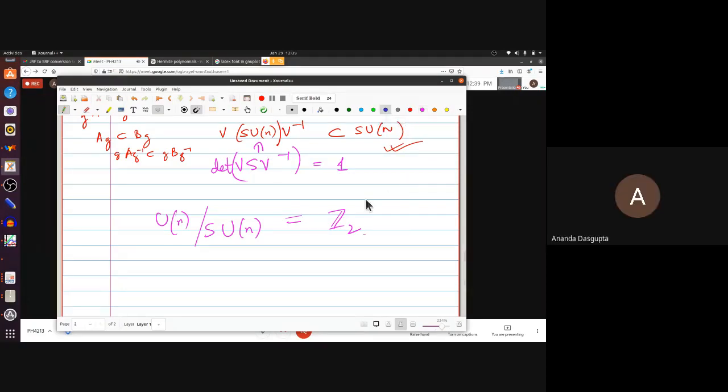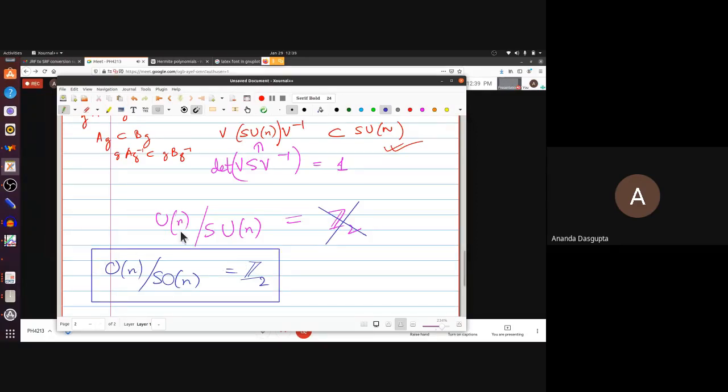First of all, before you go any further, this is wrong. You started your SON by SON, but that's fine. SON by SON is Z2. When I say group Z2, I mean the set Z2 with modulus 2 addition being the operation. That's always the conventional statement to make, so you don't need to say Z2 mod 2. This is correct. UN by SUN is not Z2.